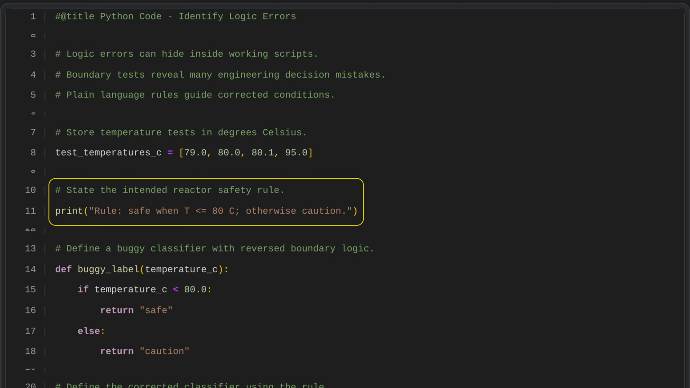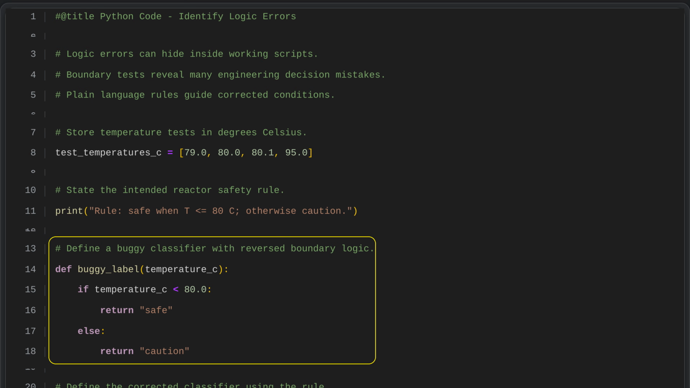The code states the reactor's safety rule. It is safe when the temperature is 80 degrees Celsius or lower. If the temperature rises above that limit, caution is needed. This message sets up the safety condition used by the logic that follows.